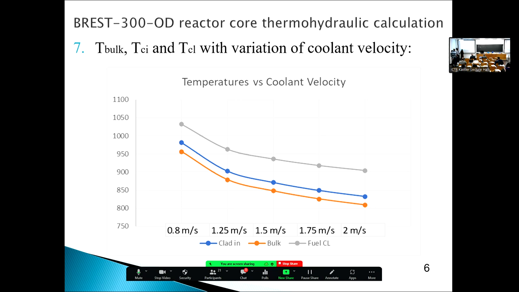The next problem was to check our temperature profile with flow velocity. So we used different velocities. We actually found 0.8 meter per second for the given input data set. So we increased it to 1.25, then 1.5, 1.75, and 2 meter per second, the highest. We can see that as the flow velocity has increased, the temperature of the clad, bulk and fuel centerline has decreased, because with a larger flow velocity there is more heat transfer, and the temperature decreases with velocity.